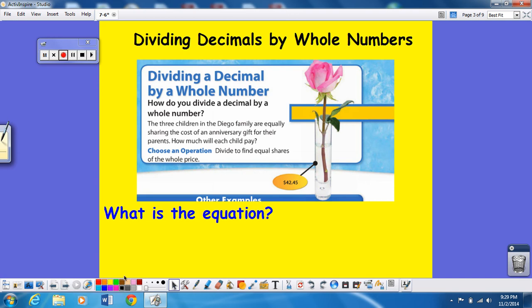Okay? So let's start off with this scenario. The 3 children in the Diego family are equally sharing the cost of an anniversary gift for their parents. How much will each child pay? Looks like they are buying them some flowers, and the flowers are going to cost $42.45. So our equation is the whole $42.45 divided by 3, because there are three children. So we're going to divide that money into 3 equal parts.